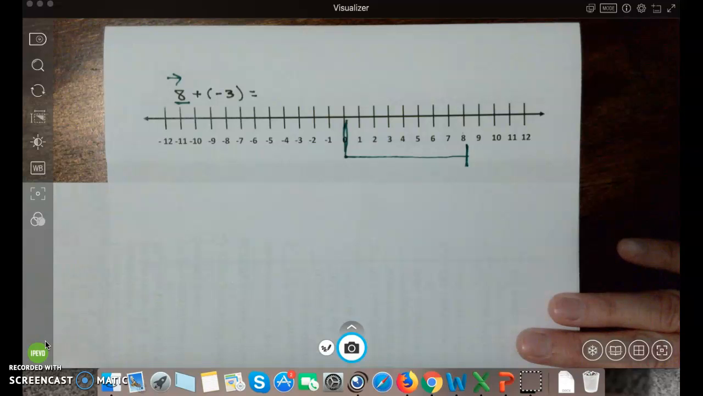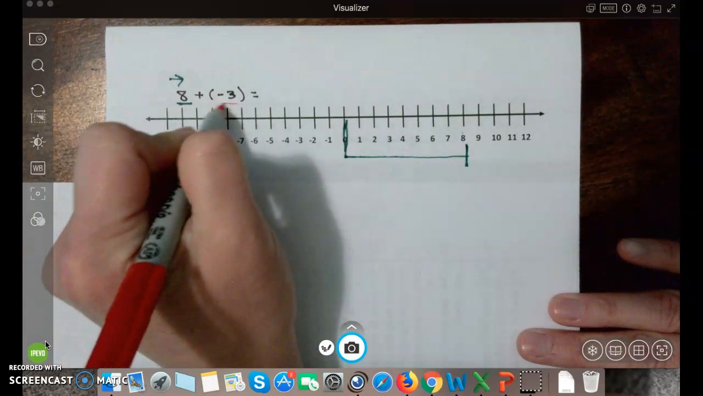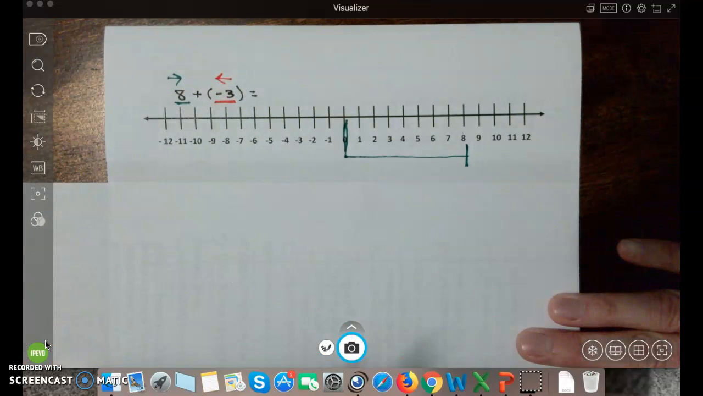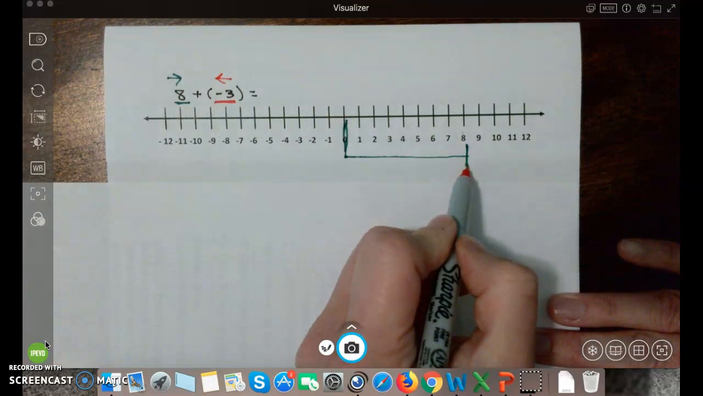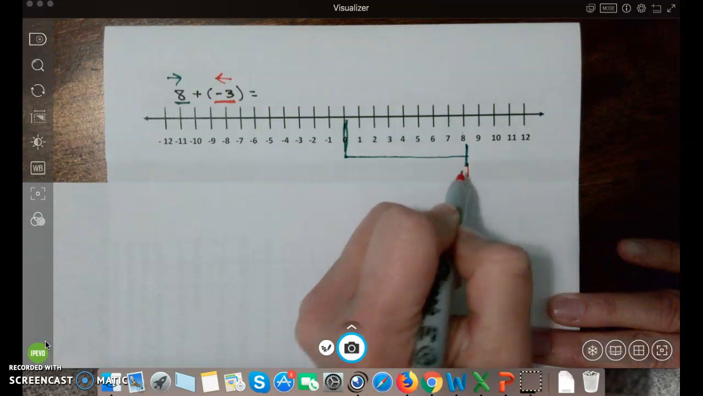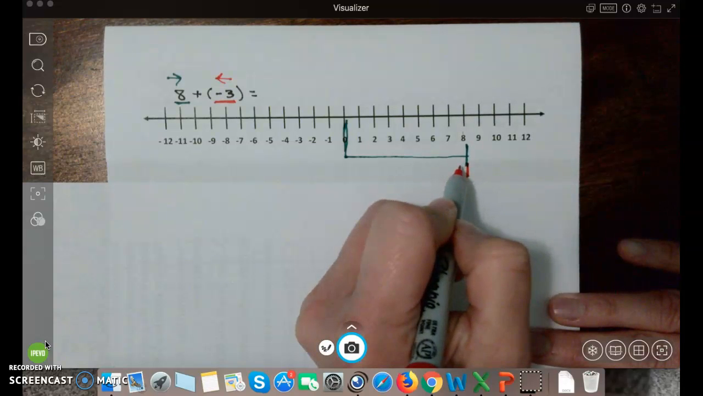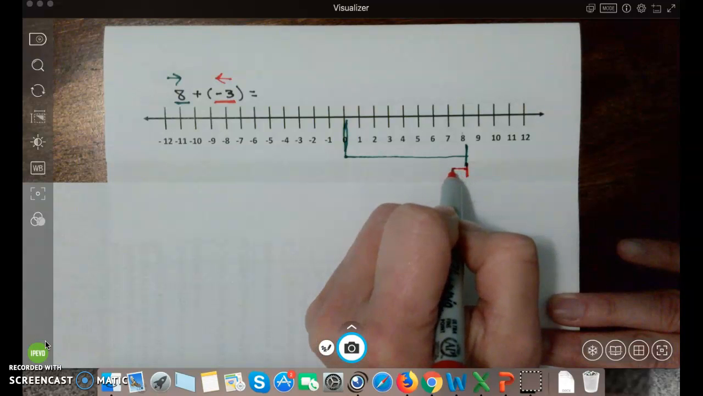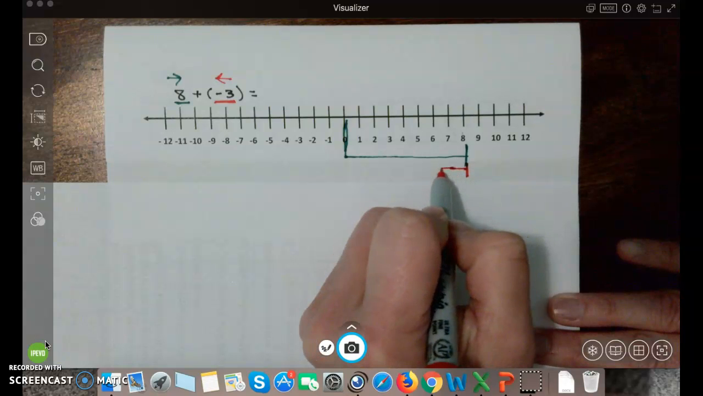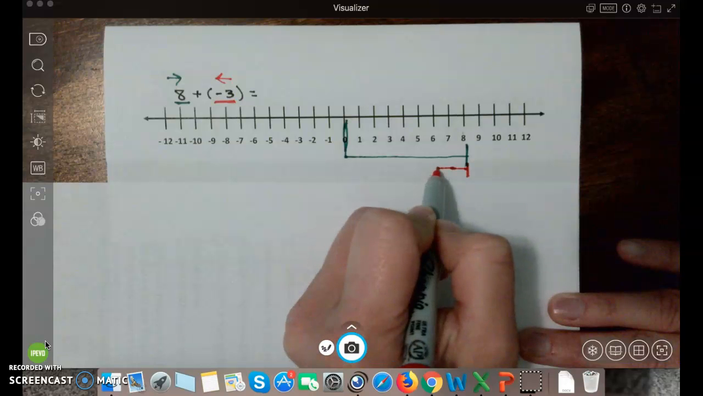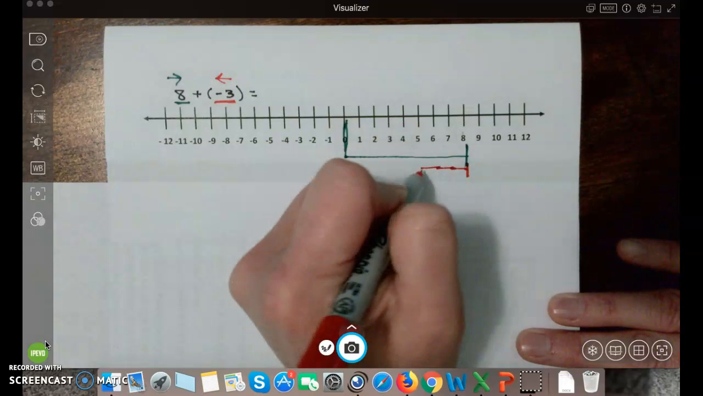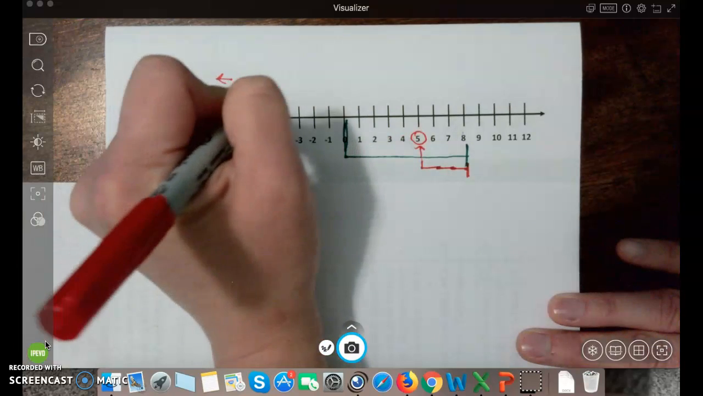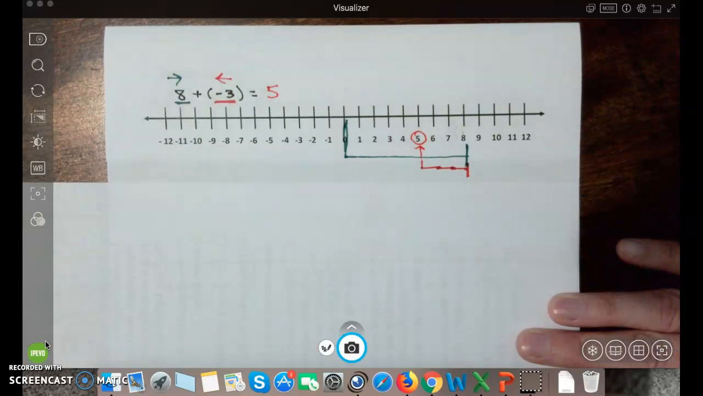But my second number, I'm adding a negative number. Whenever we add negative, we move left. So from standing at +8, I need to now move to the left 3 places. So move to the left once, lands me at 7. Move to the left a second time, lands me at 6. Move to the left a third time, and that's going to land me at my answer of +5.